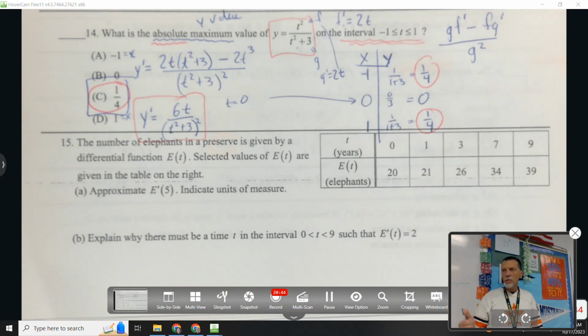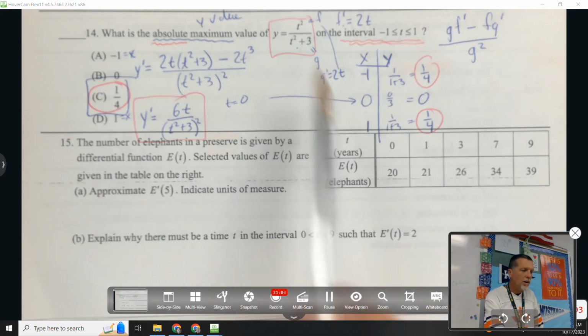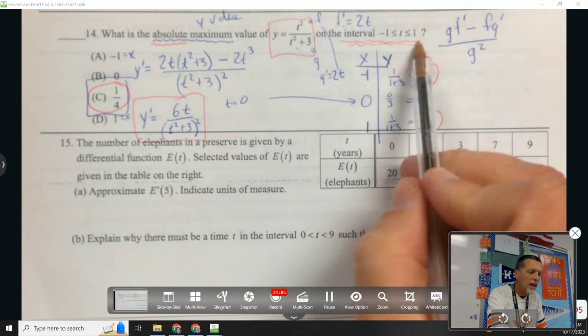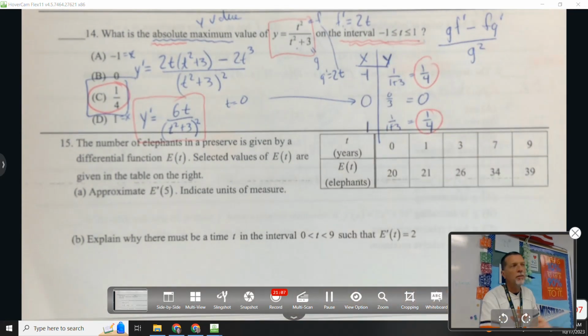So, critical points to get you the potential maximums and minimums. Don't forget the endpoints. Test them all, and then just pick the highest value. Parker: So for these, it can be the endpoints? Yes. If you're thinking MVT can't be an endpoint, that's right. MVT, you can't use the endpoints. But this just says between -1 and 1, so I can use -1 and 1.